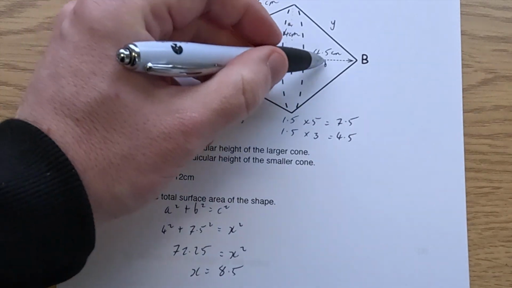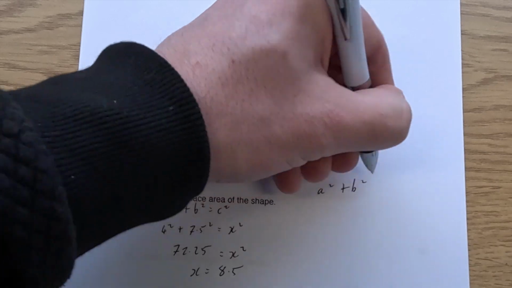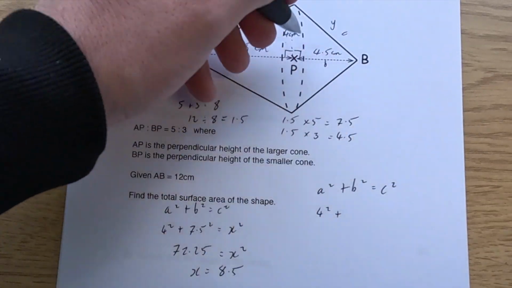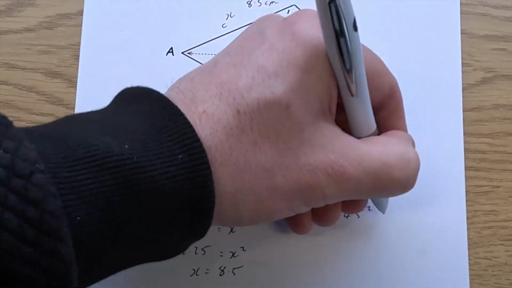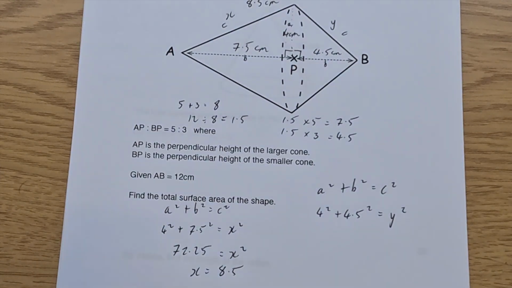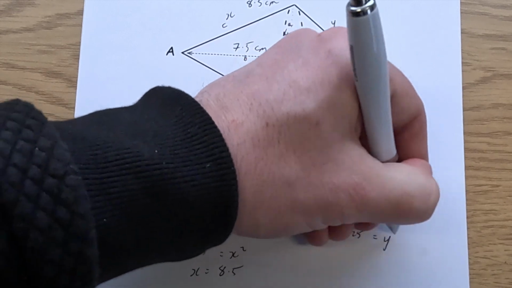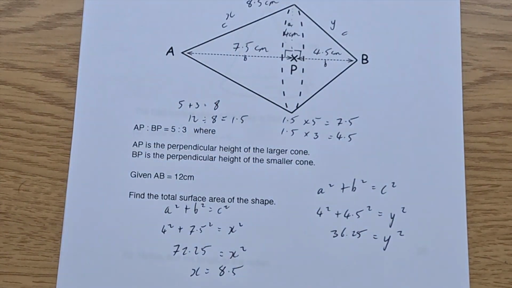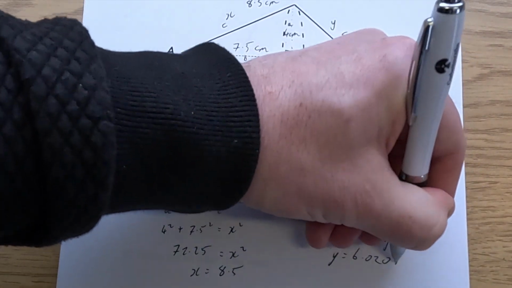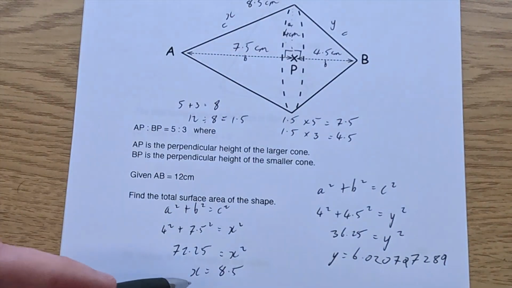So we're going to do A squared plus B squared equals C squared. A squared would be 4 squared plus B squared would be 4.5 squared equals C squared, which is Y squared. So let's work this out. And that's equal to 36.25. So 36.25 is equal to Y squared. And then if we square root, we get Y is equal to 6.020797289. So it's not quite as nice as the X, which is 8.5.